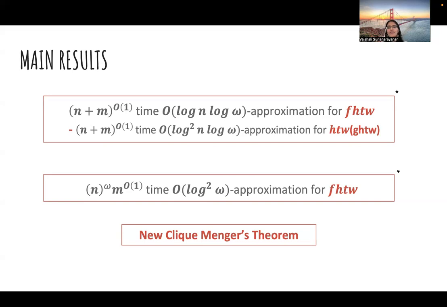And if you recall, we know that hypertree width and generalized hypertree width are at most log n away from fractional hypertree width. So this directly gives a truly polynomial time log squared n log omega approximation for the other width parameters, hypertree width and generalized hypertree width. And we also obtain an XP algorithm, so n to the omega poly m time, log squared omega approximation for fractional hypertree width. And along the way, we also have a new version of Menger's theorem, which is the Clique-Menger's theorem. We'll look at what the theorem is later.